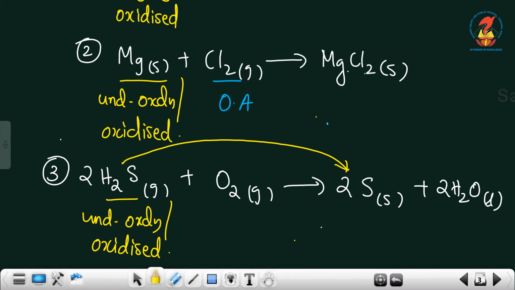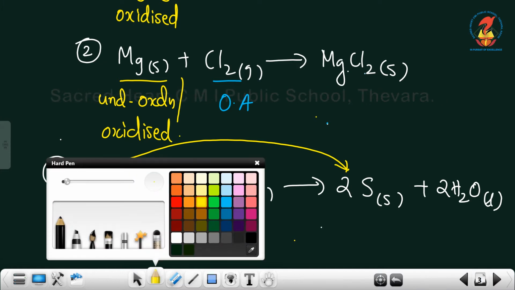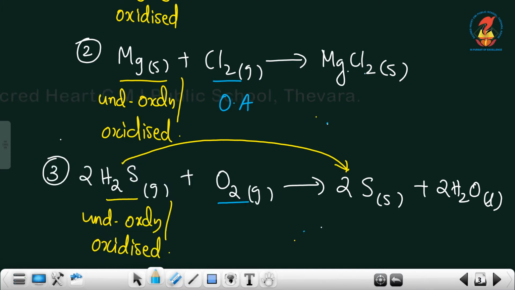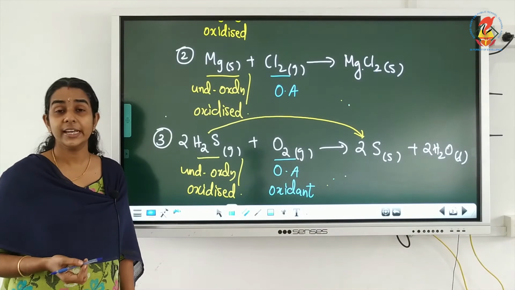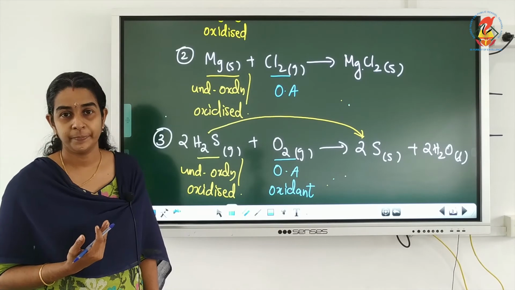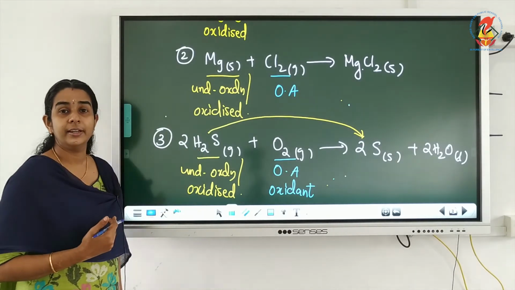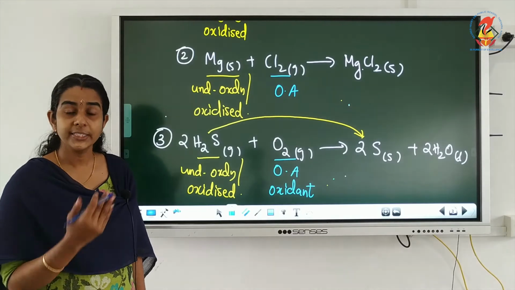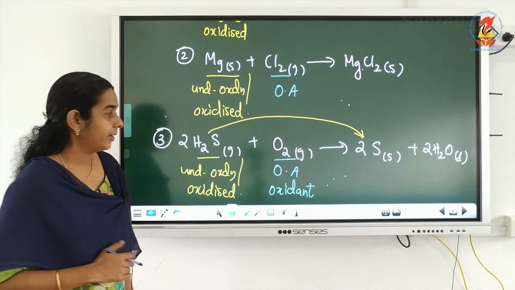So who is actually oxidizing? Who is taking that hydrogen from H2S? See this equation, H2 and O2 are combining to form water. So who is taking hydrogen from H2S? It is oxygen. So here oxygen, O2, we can call the oxidizing agent or oxidant. Oxidizing agent, another term is oxidant. So here in the third example, we are explaining oxidation as removal of hydrogen.